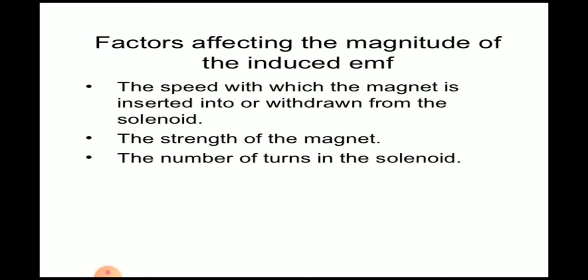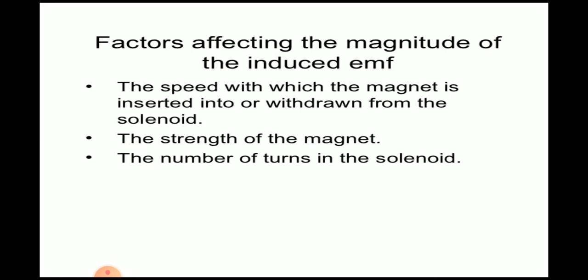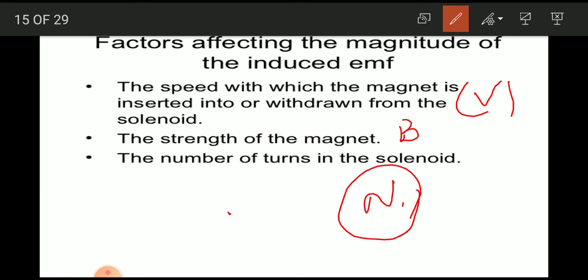So, the factors affecting the magnitude of the induced EMF are: the speed with which the magnet is inserted into or withdrawn from the solenoid, that is, the velocity of the magnet or velocity of the coil, V; the strength of the magnetic field, B; and the number of turns in the solenoid. The more turns, the more the change of flux, and the more the induced EMF.